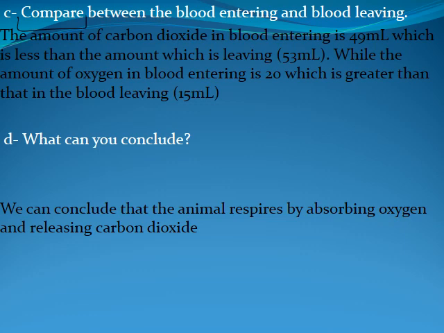So the amount of carbon dioxide in blood entering is 49 milliliter, which is less than the amount leaving, which is 53 milliliter, while the amount of oxygen in blood entering is 20 milliliter, which is greater than that in blood leaving, which is 15 milliliter. Here we can conclude that the animal respires by absorbing oxygen and releasing carbon dioxide. So animals respire by inhaling oxygen and exhaling, or getting rid of, carbon dioxide.